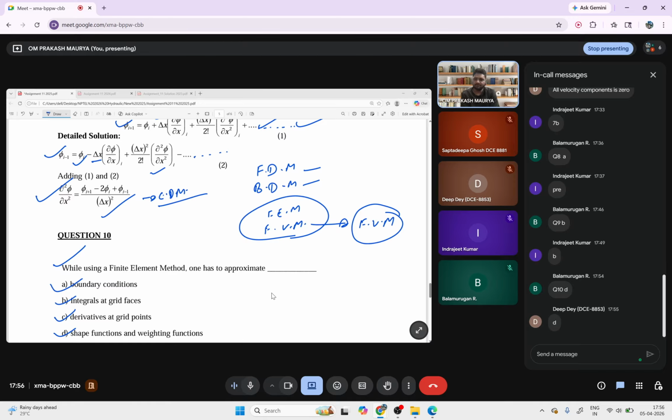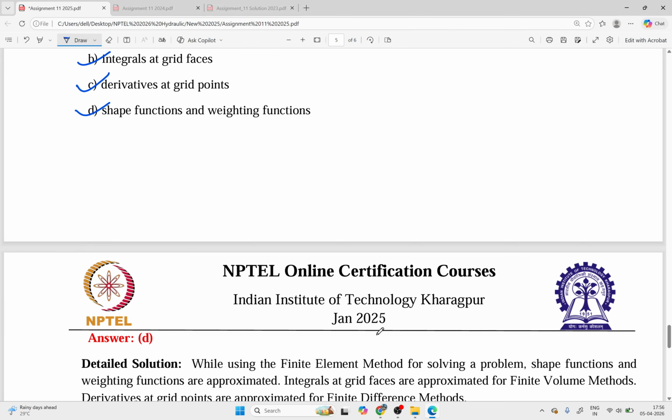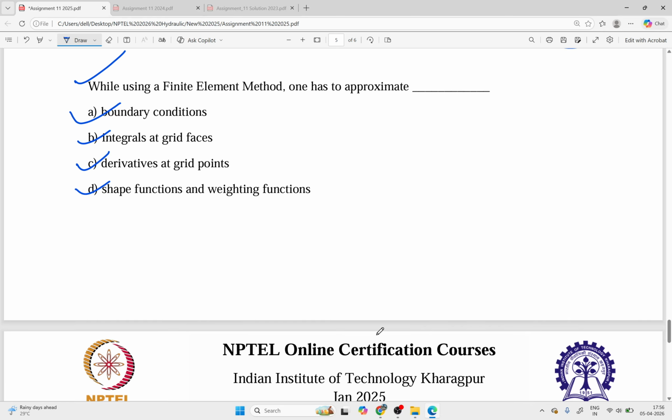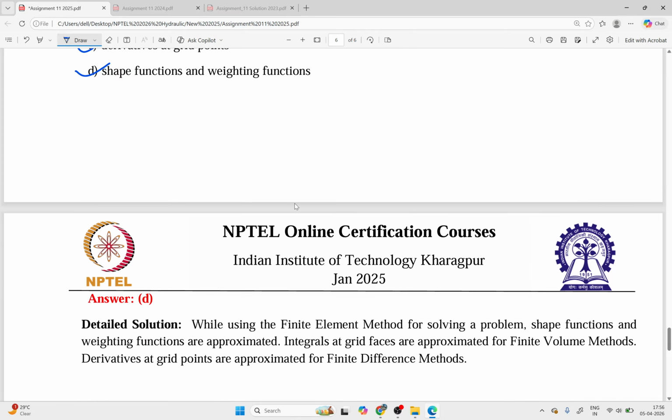Okay, so if not, I'll just go for the final answer. So yes, D option is correct here. While using the finite element method, you have to approximate what? Your shape function as well as the weighting function. So remember, please, the detailed solution is there. While using a finite element method for solving problems, shape function and weighting function are approximated.